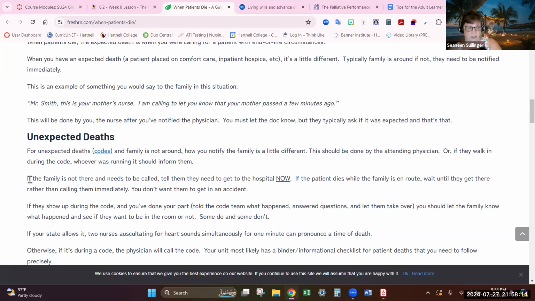But the mother and the aunt had come in, and they knew there was something wrong, but they walked in on the code, and I had gone, but the girl had already passed. And the mother just dropped to the floor sobbing and screaming and wailing, and that was her grief and mourning. And we called a pastor to come and talk to her and be with her. She wouldn't get up off the floor.